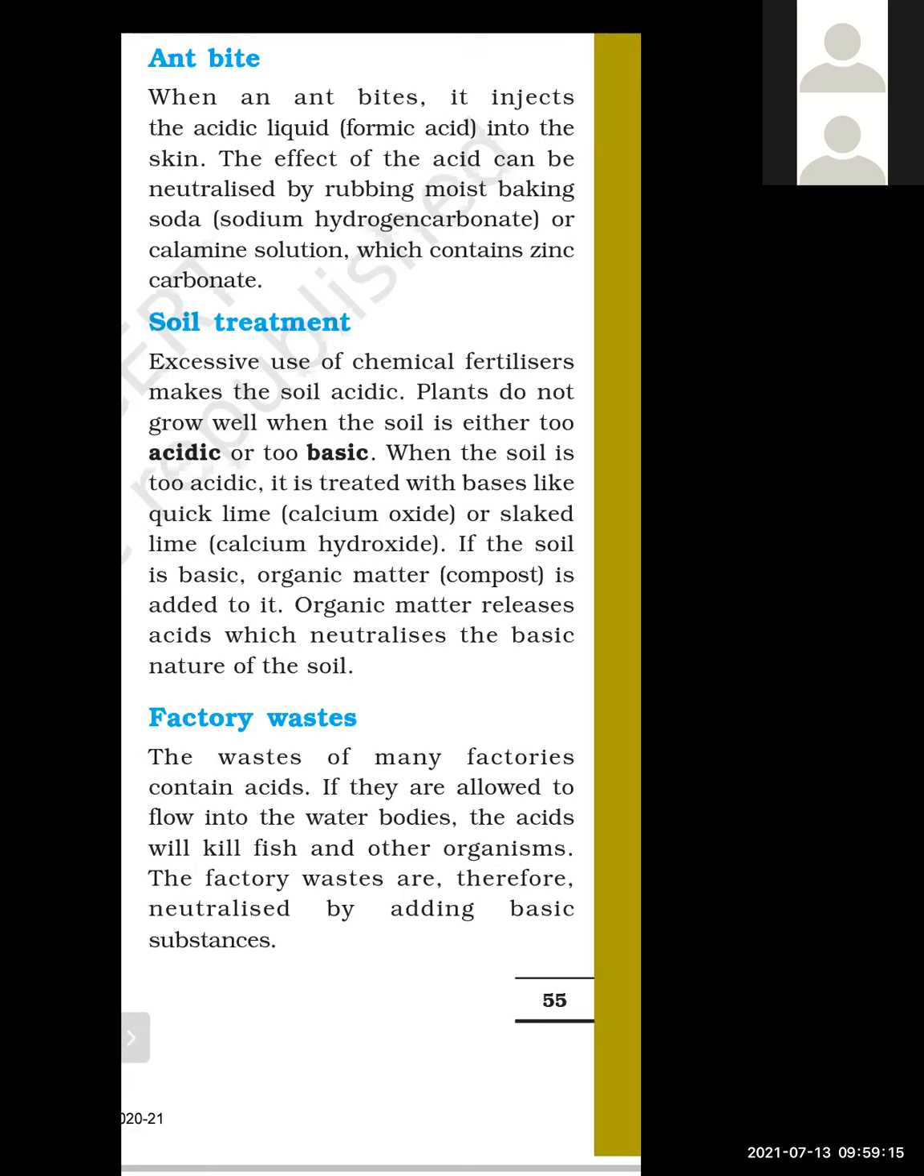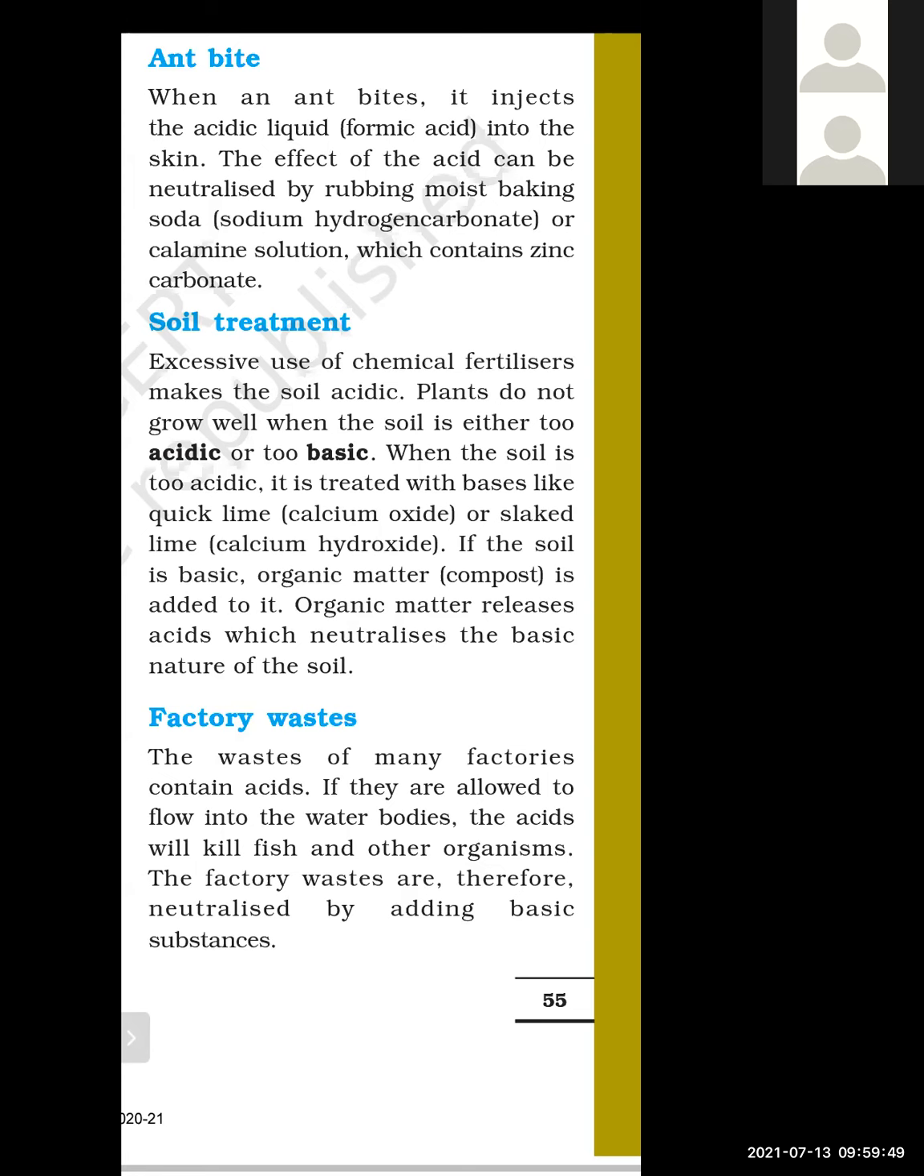So, factory waste. The waste of many factories contains acids. If they are allowed to flow into the water bodies, the acid will kill fish and other organisms. The factory waste is therefore neutralized by adding basic substances. So most of the factory waste contains acidic substances. Most of it, but sometimes that waste may contain some basic substance also.